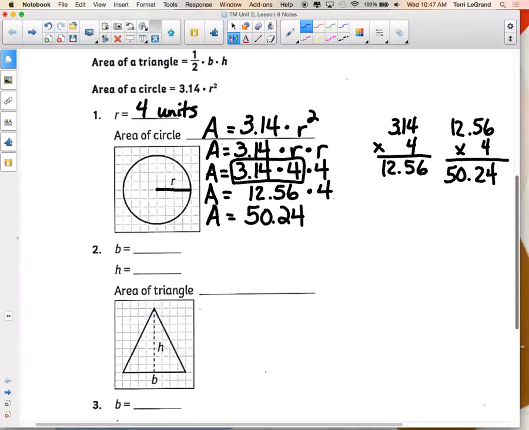And now we're going to give a label to that. We found the area. We are saying that the area of this circle is 50.24 units, not units, but units squared. And we don't put the squared on the number. We put the squared on the label, on the units, yeah. So let's circle that, that's our final answer. We were supposed to find the area of that circle.